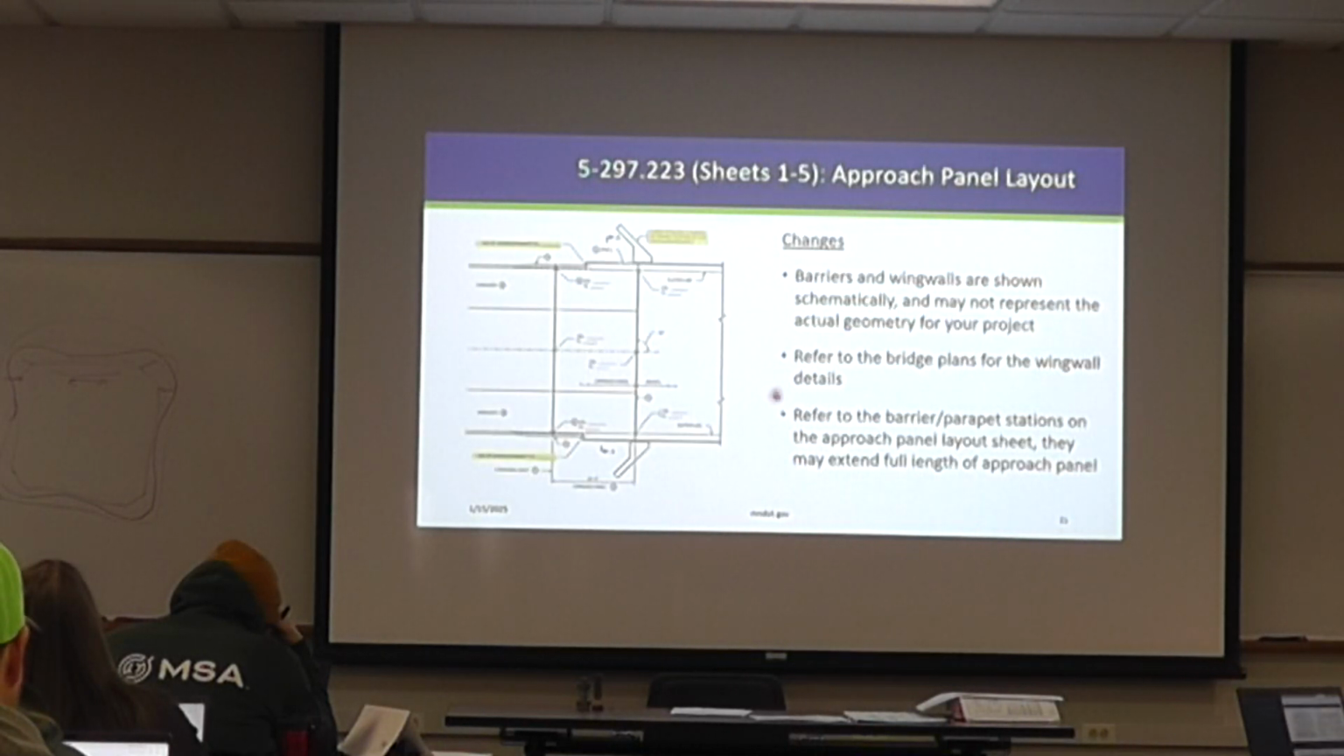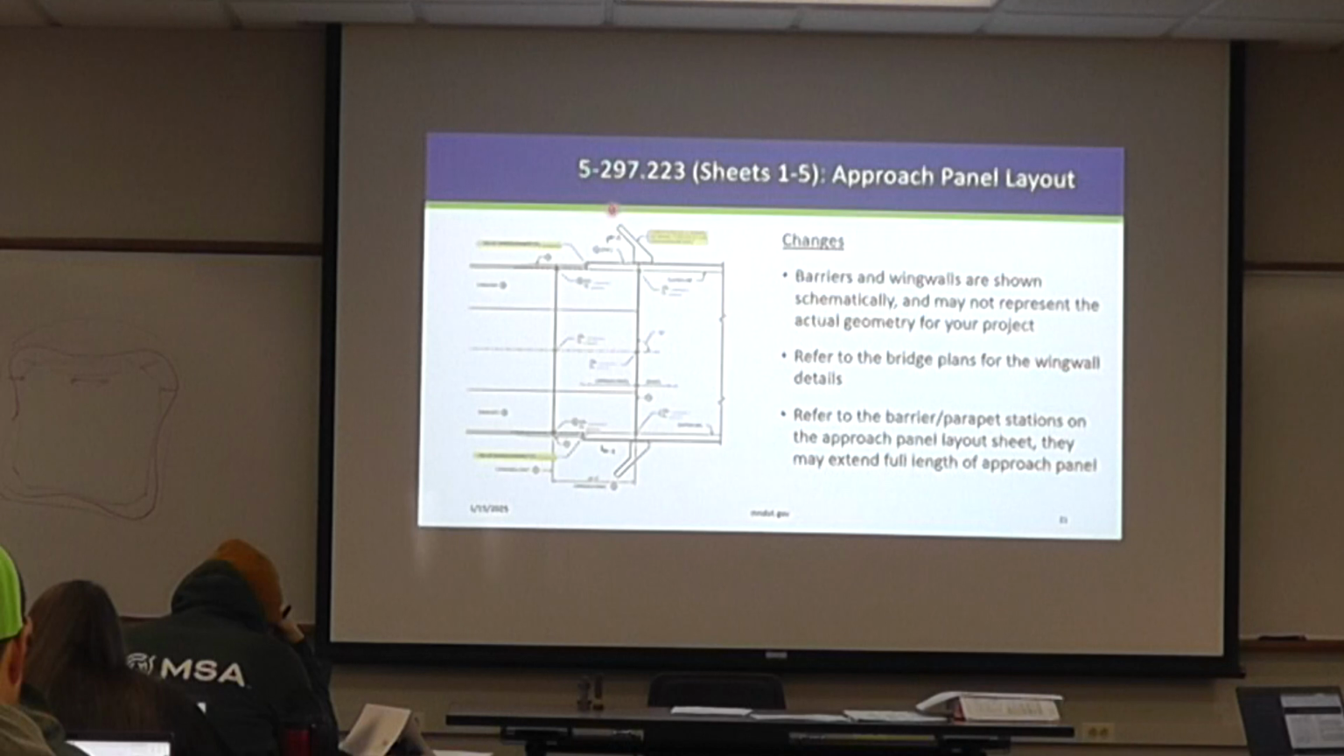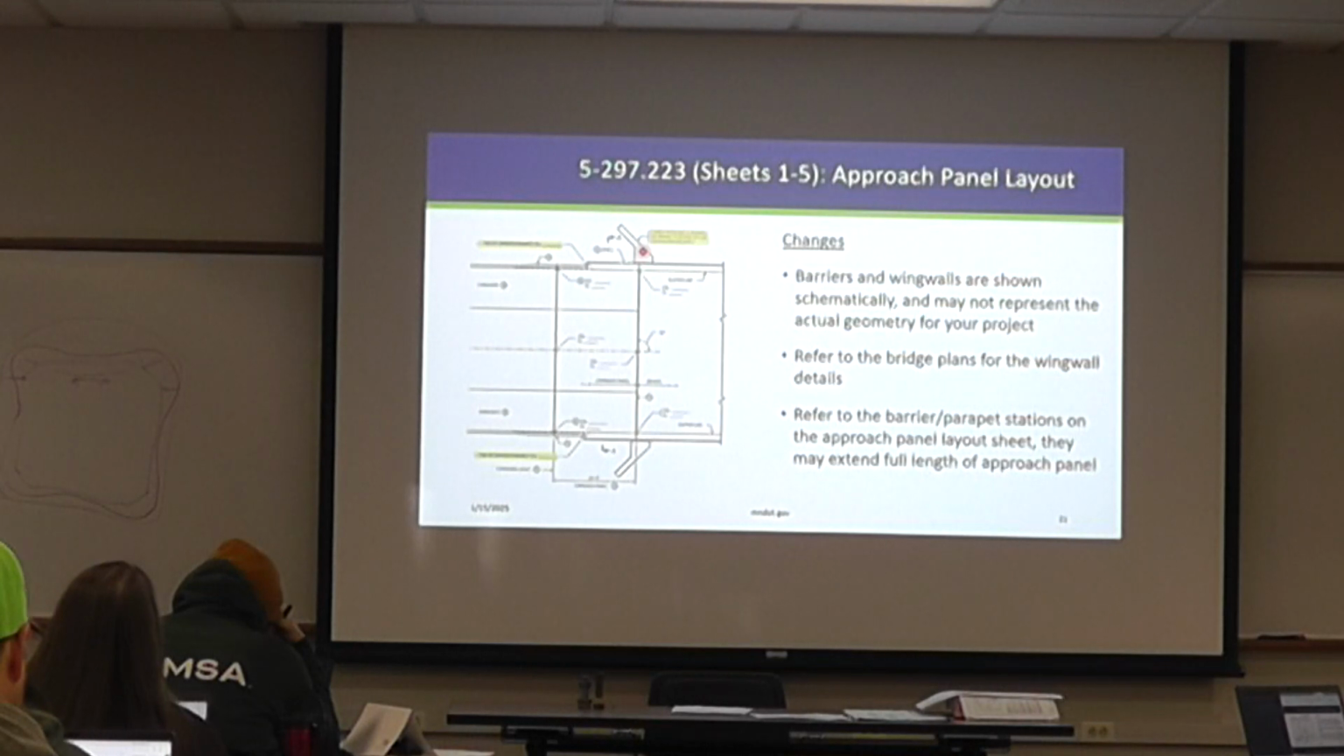All right, so the changes. I think we're still the same where the barriers and the wing walls are shown schematically. So this one's showing a flared wing wall. That's not necessarily going to be indicative of what your project is. I'd say look at the bridge plans for your wing wall geometry. We just had to show a wing wall, and so that's how we did it.